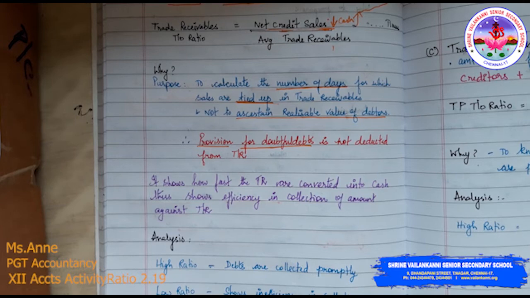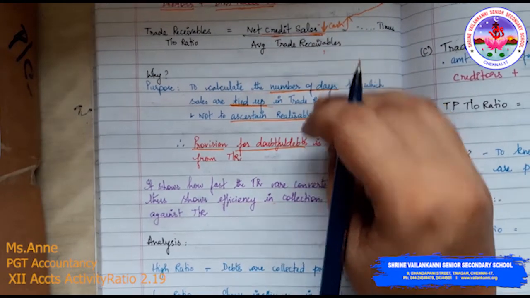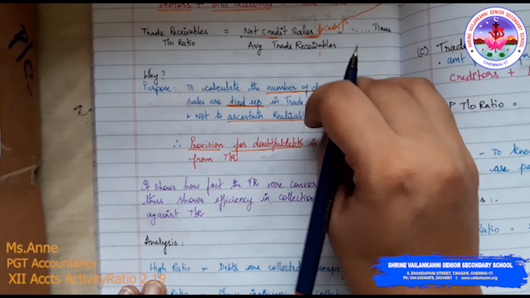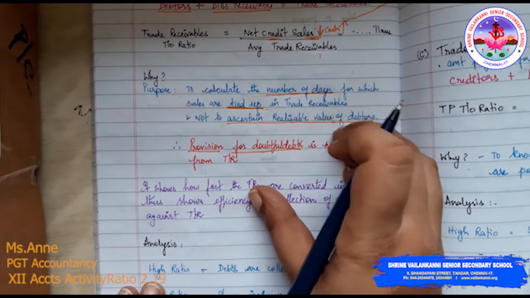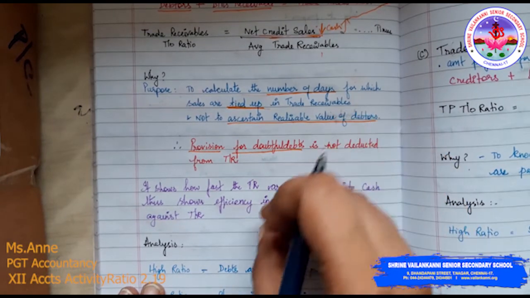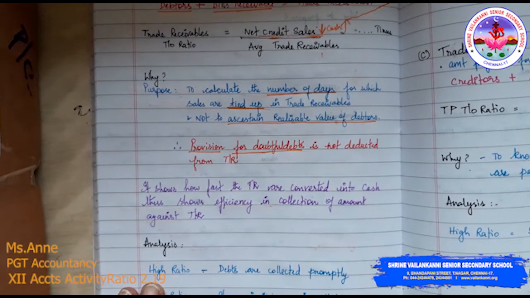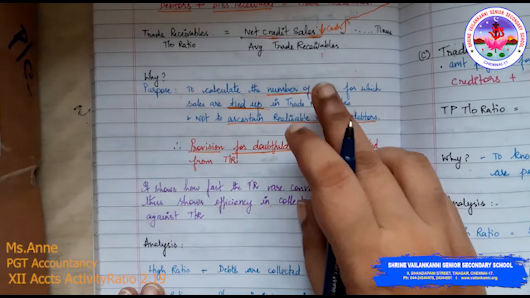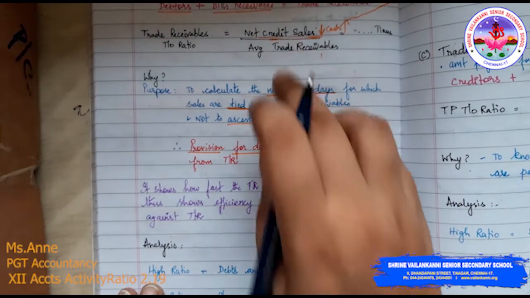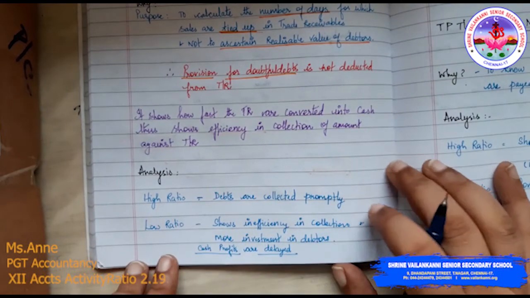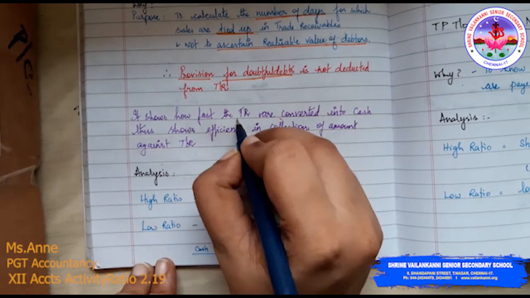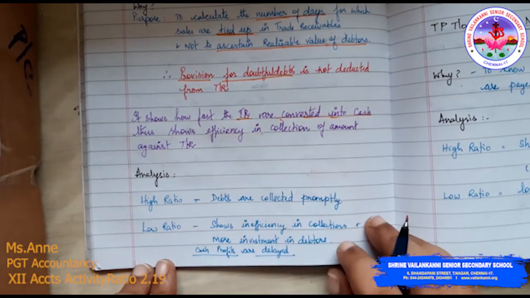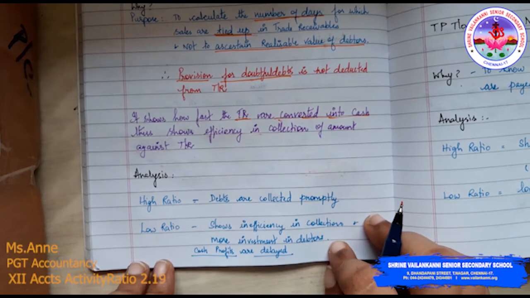So this should be key. Provision for doubtful debts is not deducted from the trade receivables to calculate this. What we are to find is the number of days within which a particular sales money will be flowing to the business. That number of days is very key to the business, because the entire planning is affected, as it is tied up to the sales, the revenue of the organization. The next one shows how fast the trade receivables are converted into cash. That's what I'm trying to say.